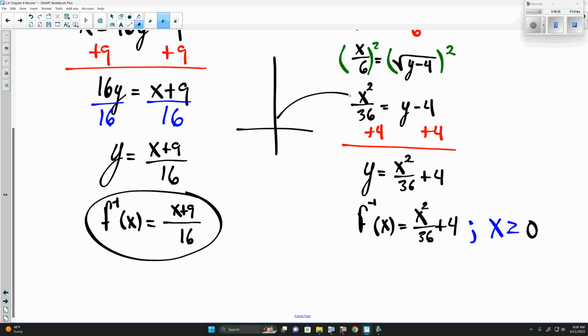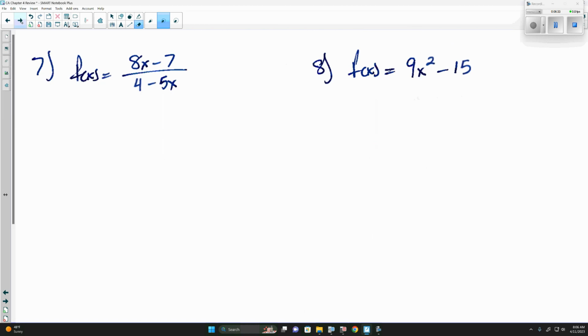Because starting function is going to be this here. Its inverse should only be this here. Let's look at number 7. I think y'all will feel comfortable with 8, as 8 is very similar to 6. It's just instead of squaring both sides, we square root both sides. Similar process.